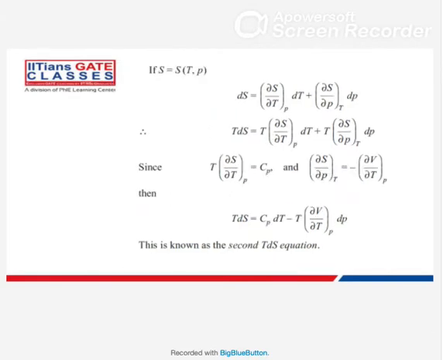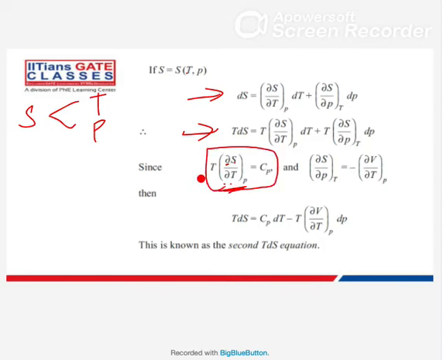Now, the same thing we can do for S as a function of temperature and pressure. Now we are taking pressure, so definitely Cp will come. So we can write like this, then multiplied by temperature we'll get this one. Now T (∂S/∂T) at constant pressure we can write as Cp. Same thing, I will not explain this again. So similar to how you get CV, you will get Cp here. So with this we can write Cp.